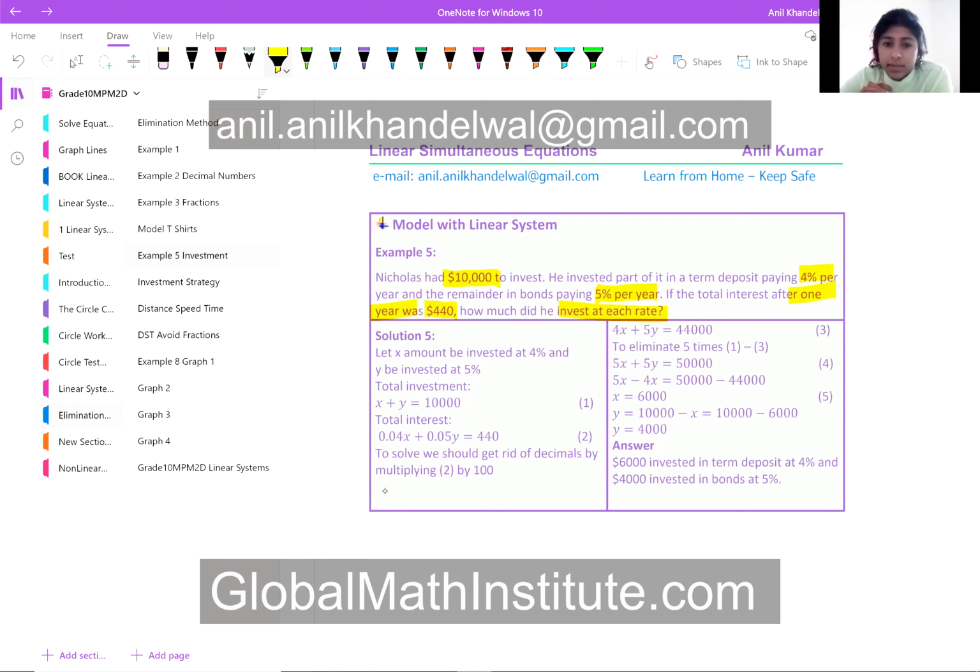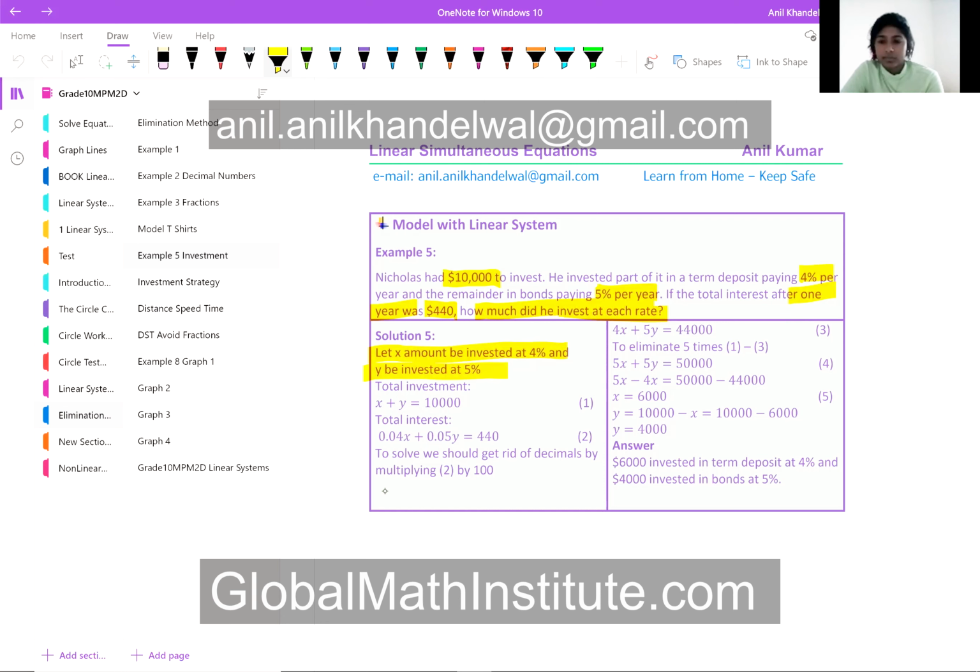Good. So again, you have to define your variable. How much did he invest in each rate is what you need to know. So that should define your variable, right? So let X be the amount invested at 4%, one rate, and let Y be invested at 5%. So we have answered how much did he invest at each rate. There were two rates given to us, 4% and 5%. So we took up two variables, X and Y, and we say, well, X to 4%, Y to 5%. Is that clear to you?